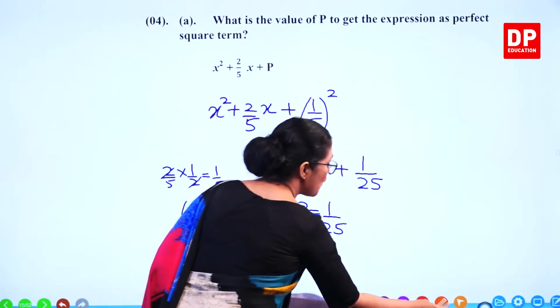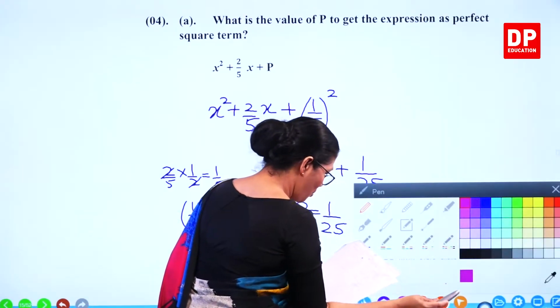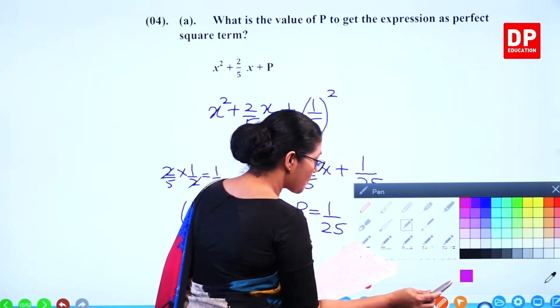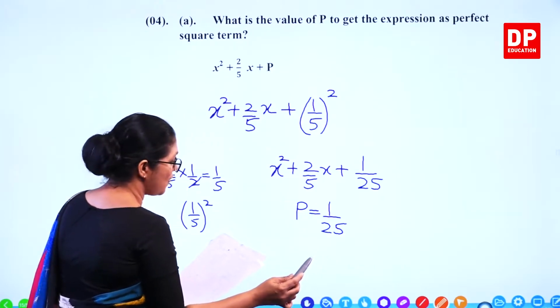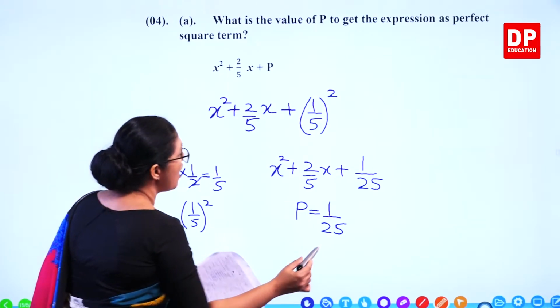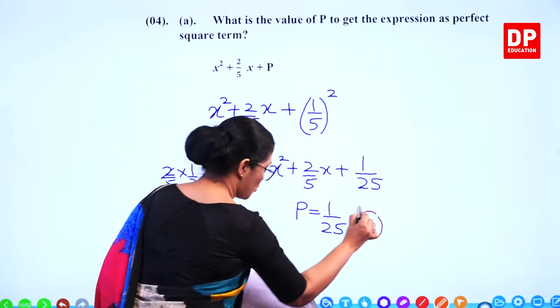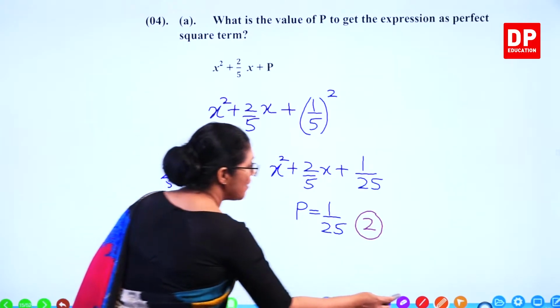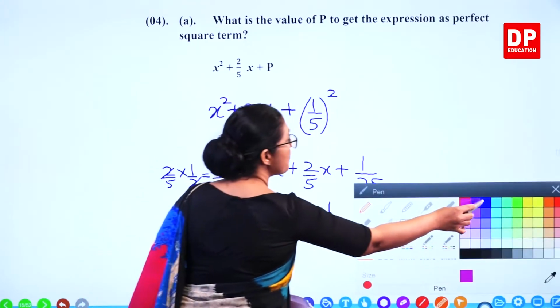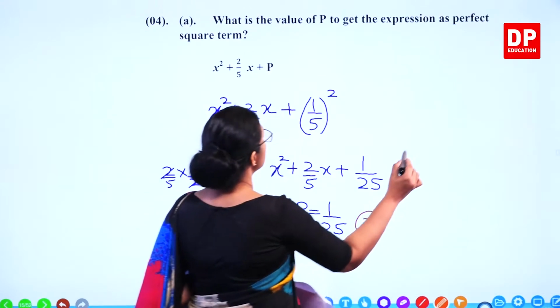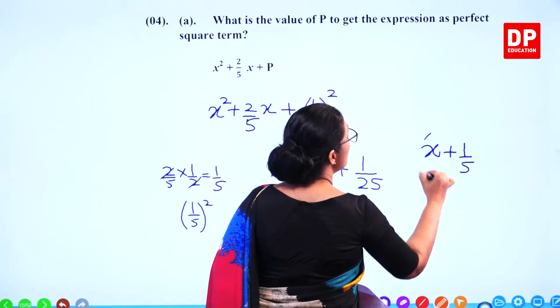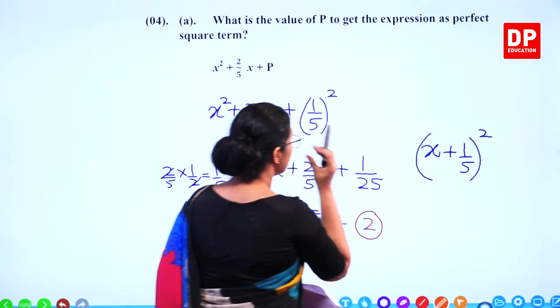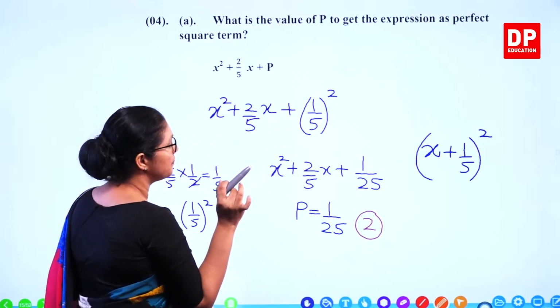So how many marks for that part? You get just 2 marks for that. So 2 marks to find out that value. And what's the square term? You are getting the square term as x plus 1 over 5, whole thing squared. That's the square term.